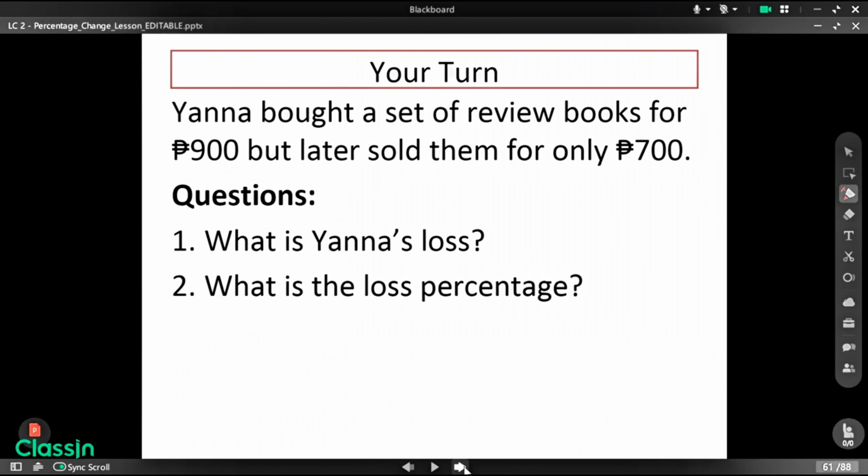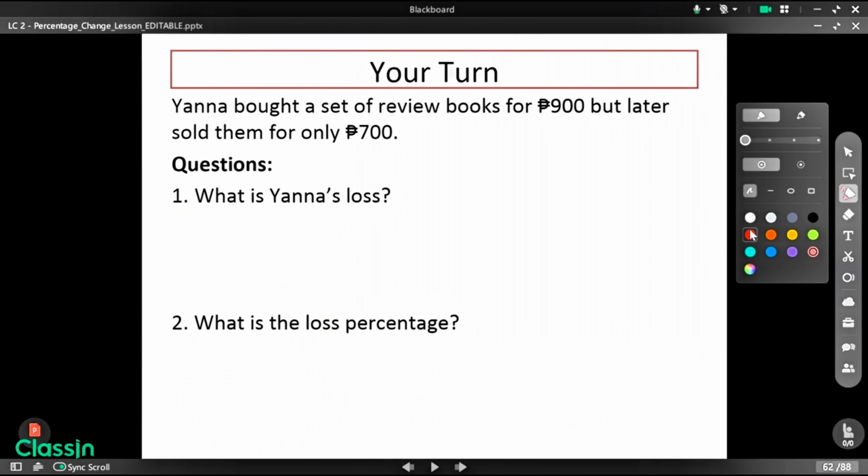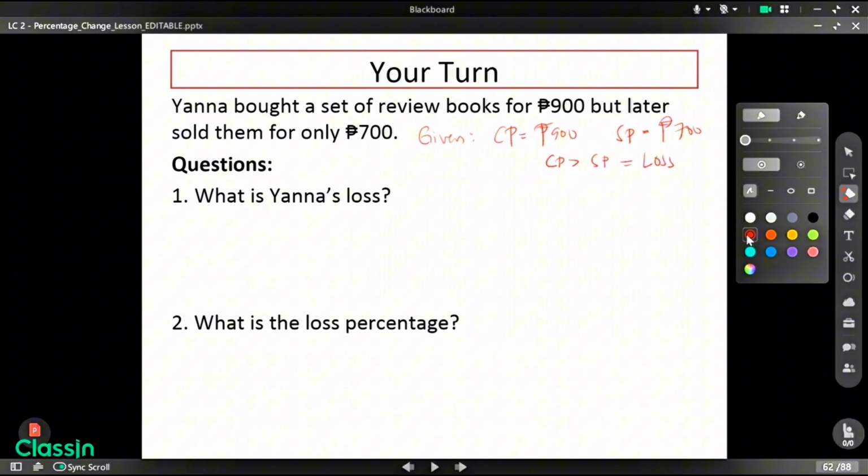Okay, let's check your answers. So Yana bought a set of review books for 900 pesos. So the given, our cost price is 900 pesos, but later sold them for only 700. So our selling price or sale price is 700 pesos. So here, the cost price is greater than the selling price, so you will have a loss instead of profit.